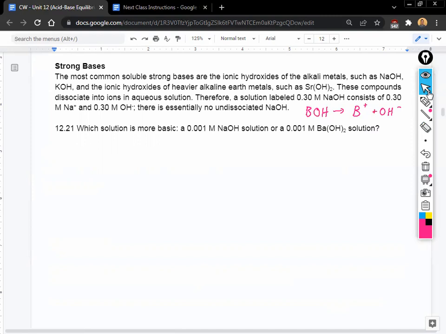All right, so this one's a little bit of a creative thinking one. I think a little outside the box, but I want you guys to try 12.21. Okay, you got two strong bases. They're both strong bases. This is a strong base, and this one is also a strong base. I want you guys to tell me which one is more basic. A 0.001 molarity solution of NaOH or a 0.001 molarity solution of Ba(OH)2. Okay, so take a minute. You can work with the person next to you, and then after that, we'll go over it together.